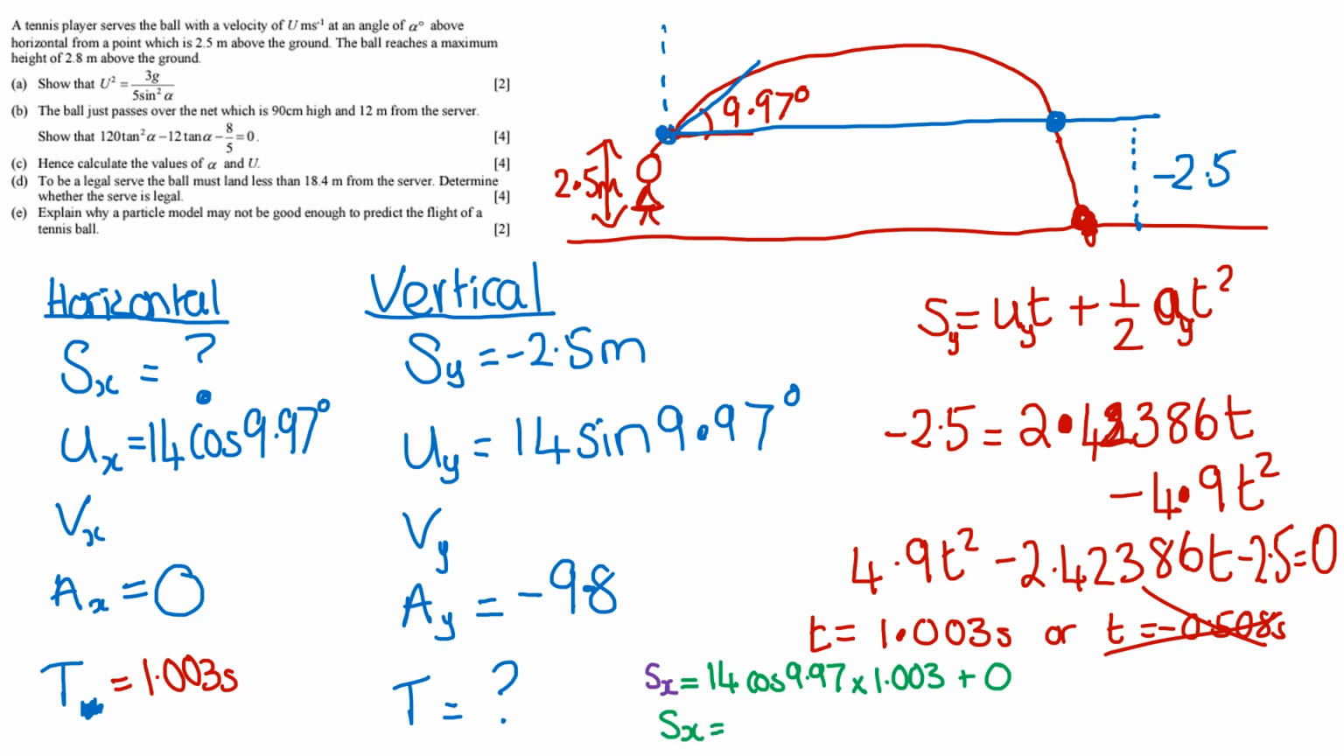Let's see what that gives me. 14 cos 9.97 times by 1.003. That gives me 13.8 meters. So looking at that, that's less than 18.4 meters, hence the serve was legal.